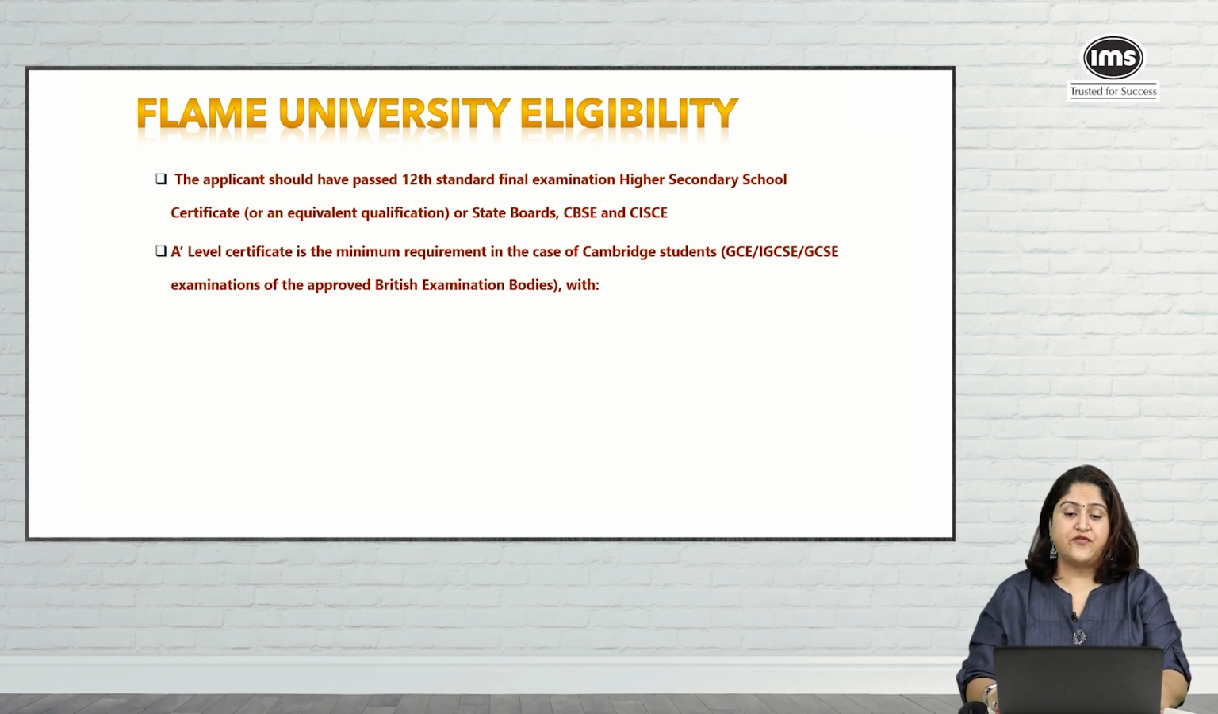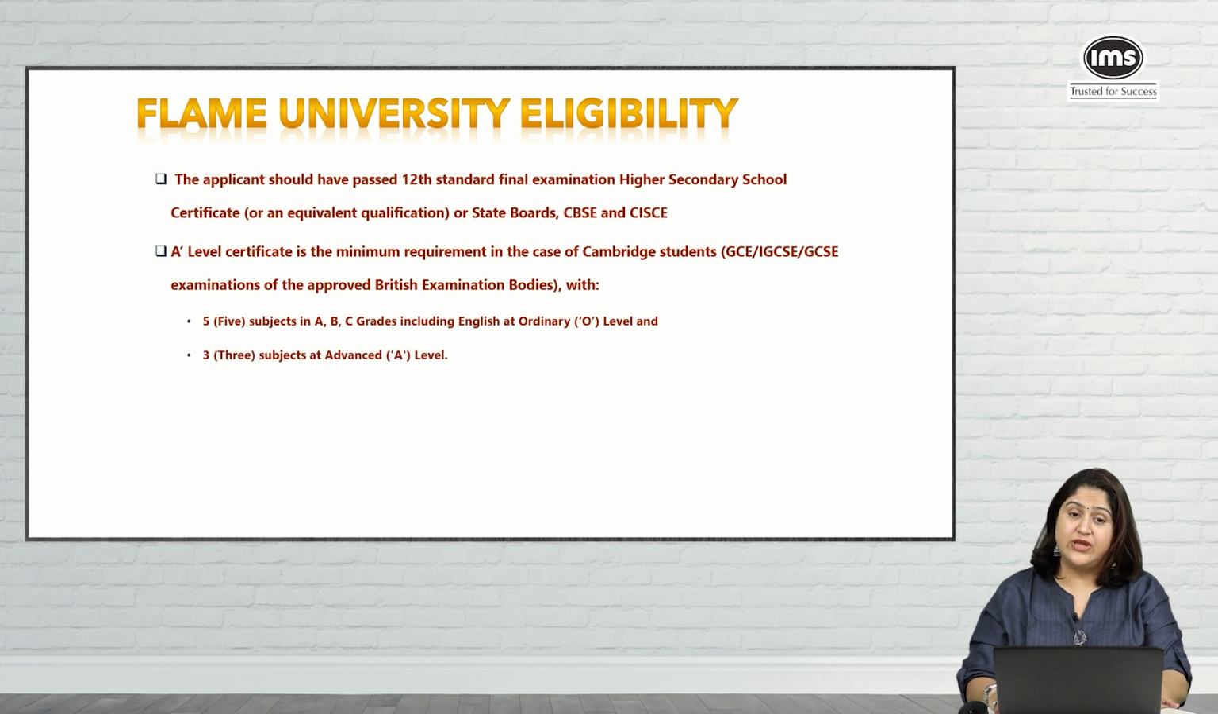If you are a Cambridge student, or if you are from either of the boards, which is GCE, IGCSE or GCSE, you need to have a minimum of an A-level certificate. It is a minimum requirement. The requirement would be at least 5 subjects in A, B, C grades, including English at ordinary O level, or 3 subjects at advanced A level.